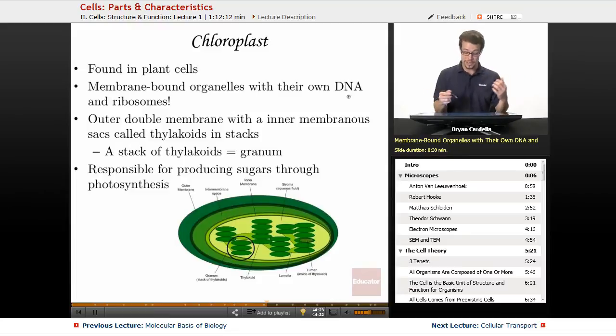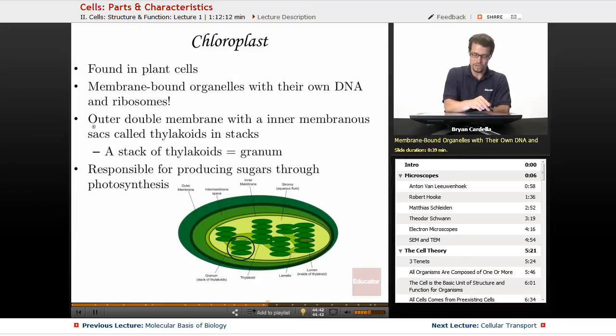That should sound familiar because we just said that with mitochondria on the previous slide. Yep, inside of here there's DNA and the ability to make ribosomes. And that's important because, like in the mitochondria, there's a lot going on metabolically in this structure, and it kind of regulates itself.